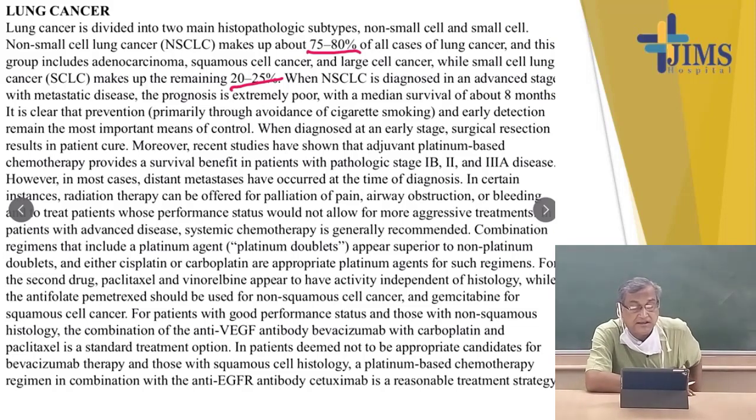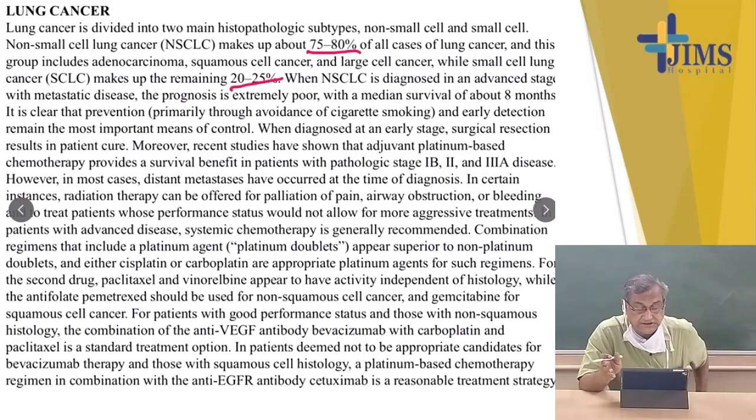It is clear that prevention and early detection remain the most important means of control. When diagnosed at an early stage, surgical resection results in patient cure. Moreover, recent studies have shown that adjuvant platinum-based chemotherapy provides survival benefit in patients with pathologic stage 1B, 2 and 3A disease. However, in most cases, distant metastasis may have occurred at the time of diagnosis. In certain instances, radiation therapy can be offered for palliation of pain, airway obstruction or bleeding, or to treat patients whose performance status will not allow for more aggressive treatments.